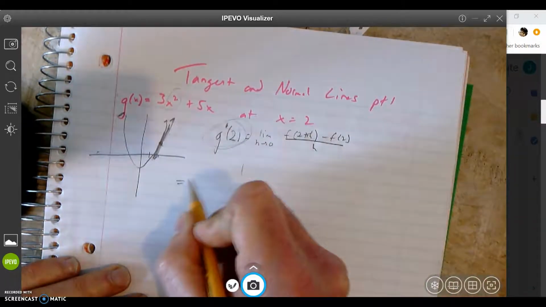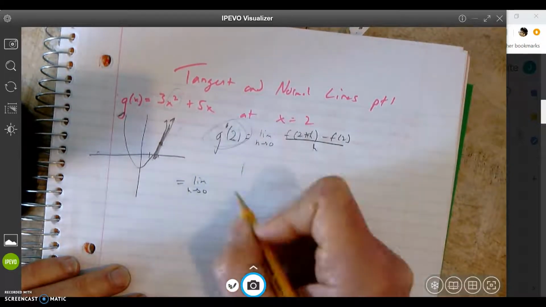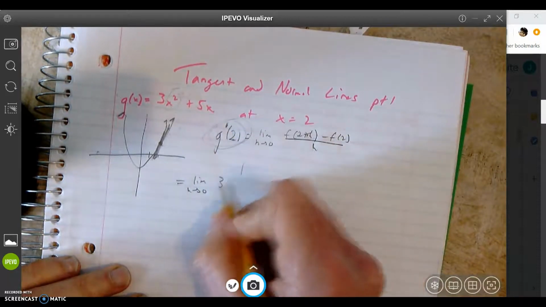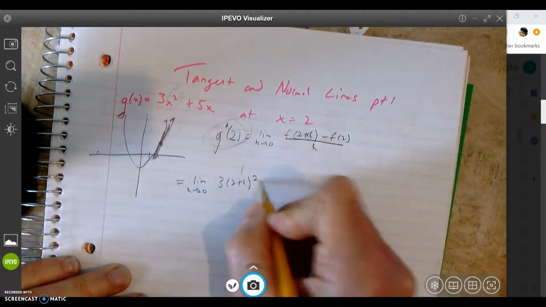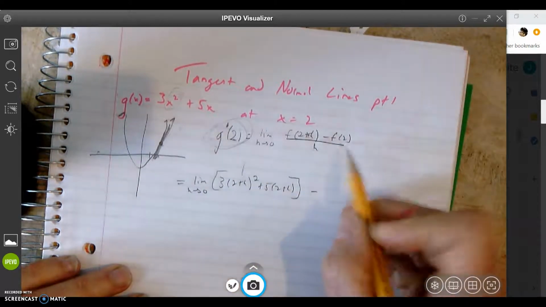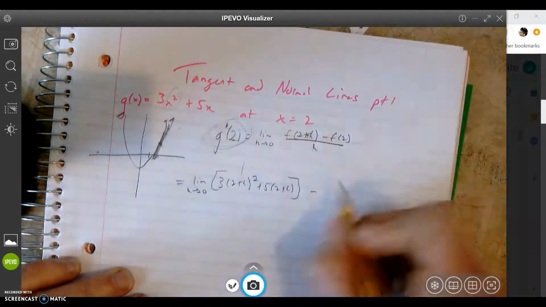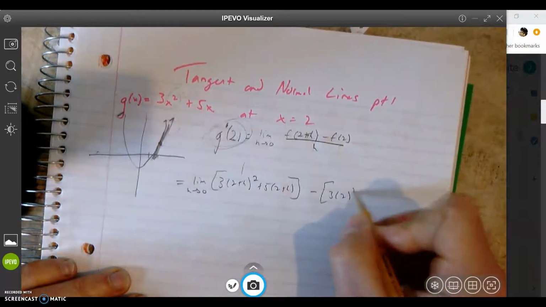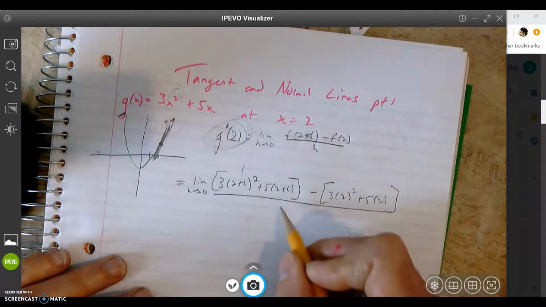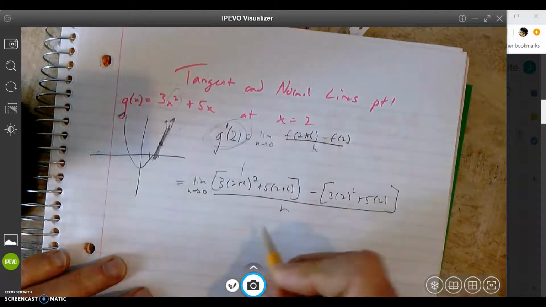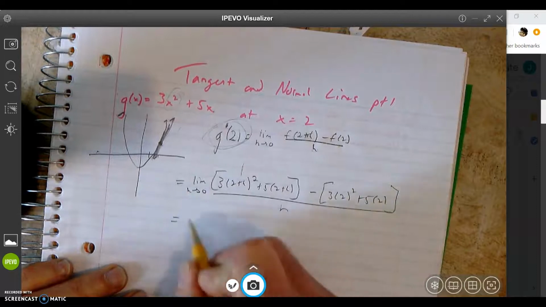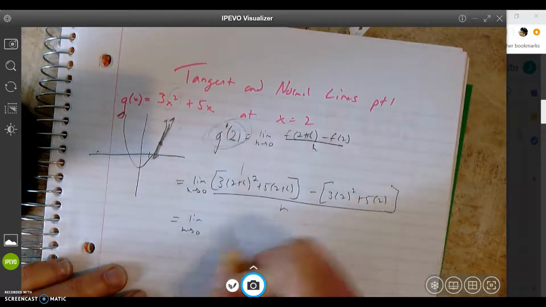So it equals the limit as h approaches 0 of g of 2 plus h. I'm going to put 2 plus h here and here. So it's 3 times 2 plus h squared plus 5 times 2 plus h, minus g of 2. I'm going to plug in 2 here for x: 3 times 2 squared plus 5 times 2, over h. Of course, you can pause the video, see if you can solve it, and then unpause it and see how you did. Always challenge yourself. Don't just watch this.